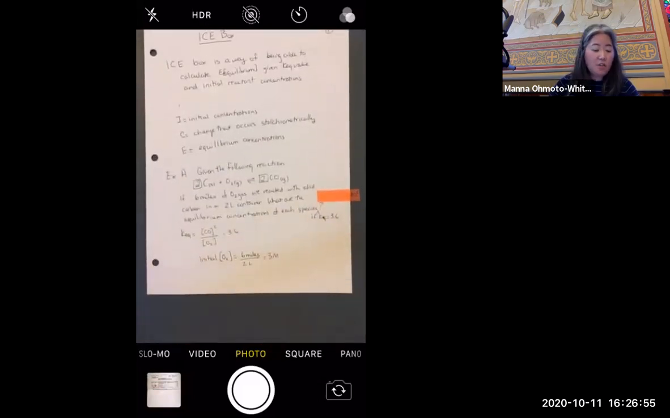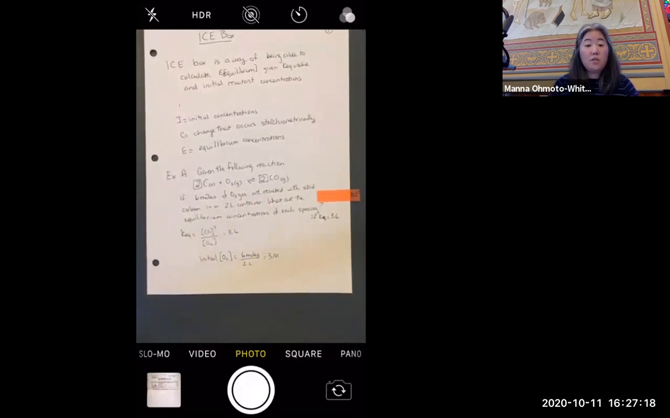So it sometimes helps to just go through it to see what's going on. The first example: given the following reaction, solid carbon plus oxygen is combusted to create carbon monoxide gas, CO gas. If 6 moles of oxygen gas are reacted with solid carbon in a 2-liter container, what are the equilibrium concentrations of each species?